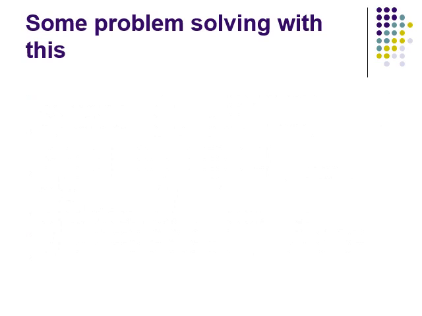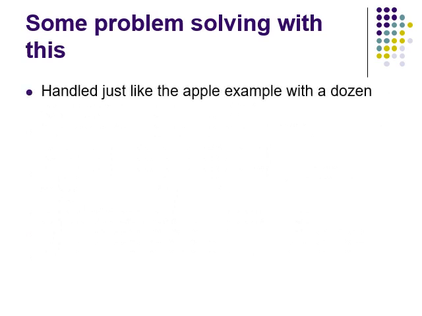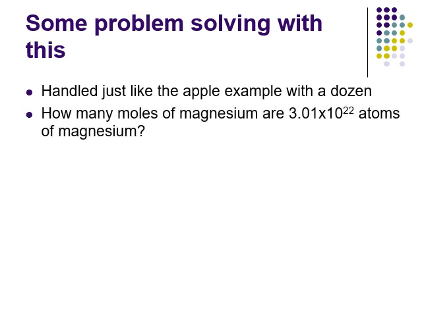So let's look at how we tackle problem solving with this. Handled just like the example with a dozen, which is why I kept saying a mole is like a dozen. So how many moles of magnesium are in 3.01 times 10 to the 22nd atoms of magnesium? So how many moles would that be?